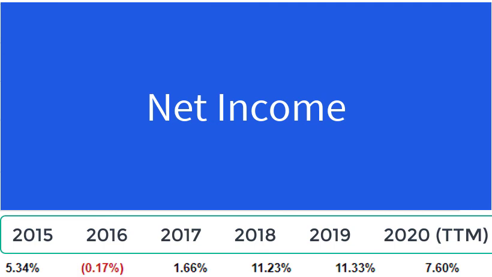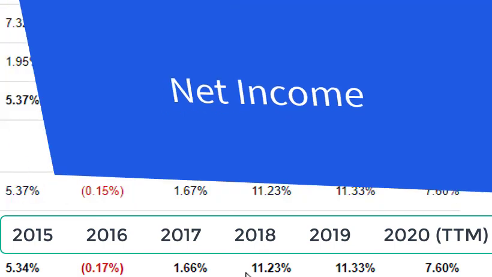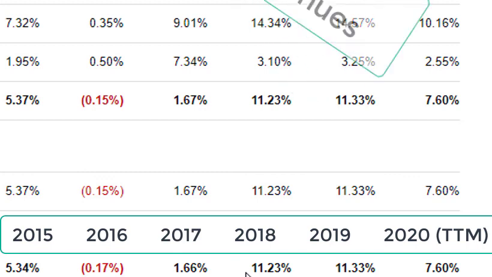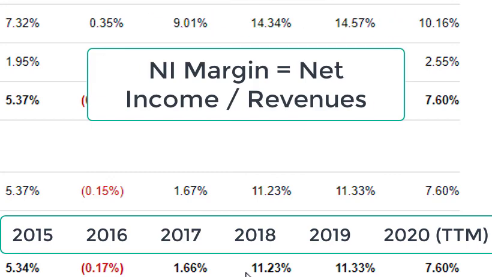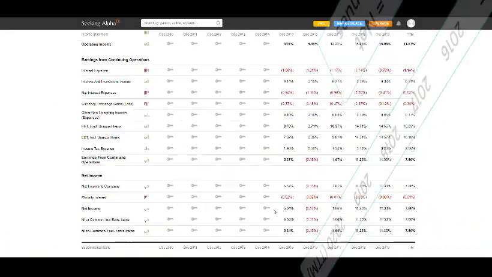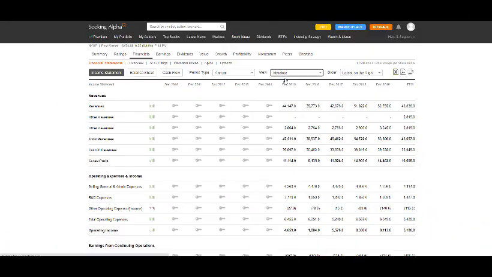It's a very useful measure, right? Because you're taking your net income, dividing it by your revenue. That means for every dollar of revenue, how much do you get to keep? Well, we get to keep about 11 cents. That's very good. That's a great improvement from where it was at in previous years. Let's switch it back to absolute value.